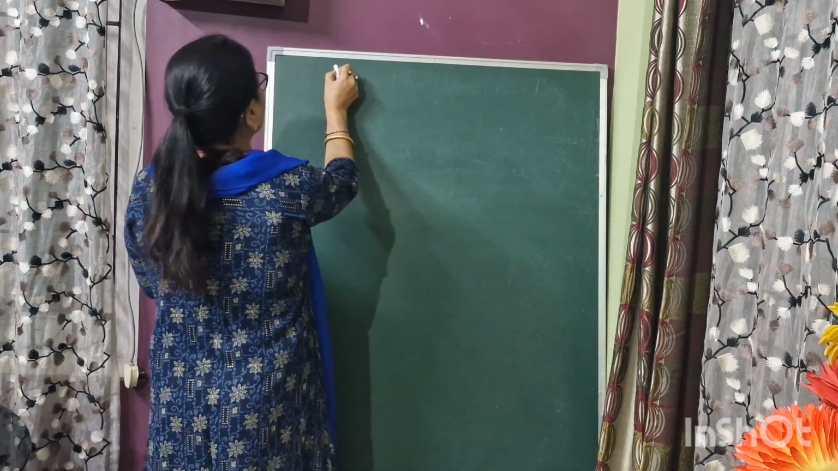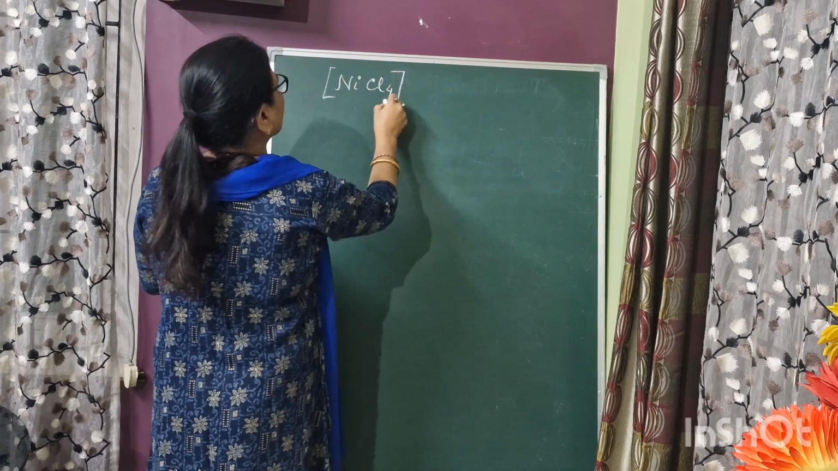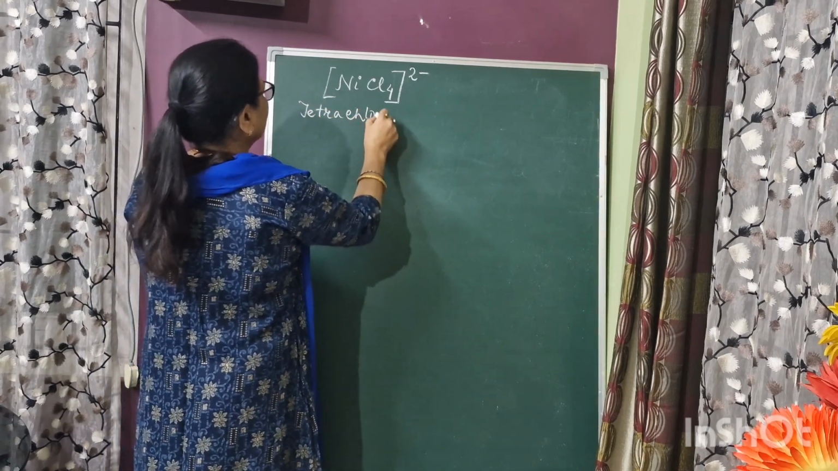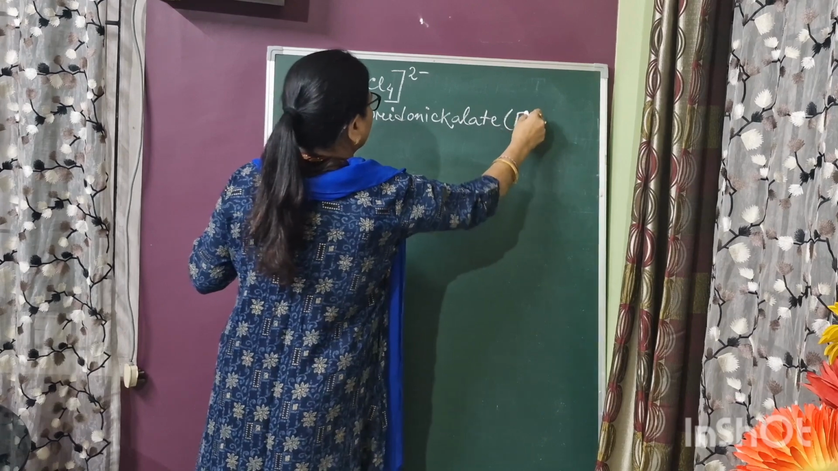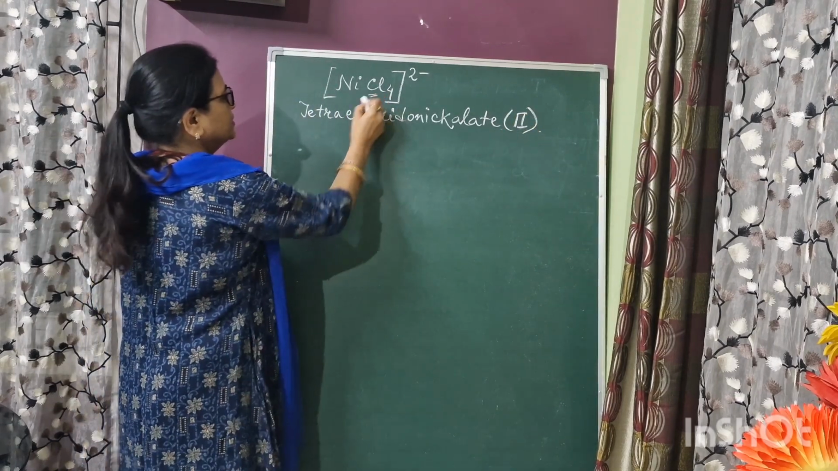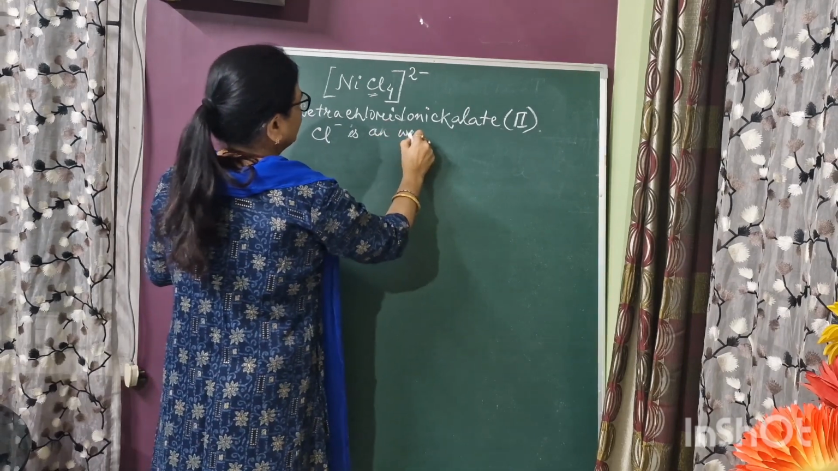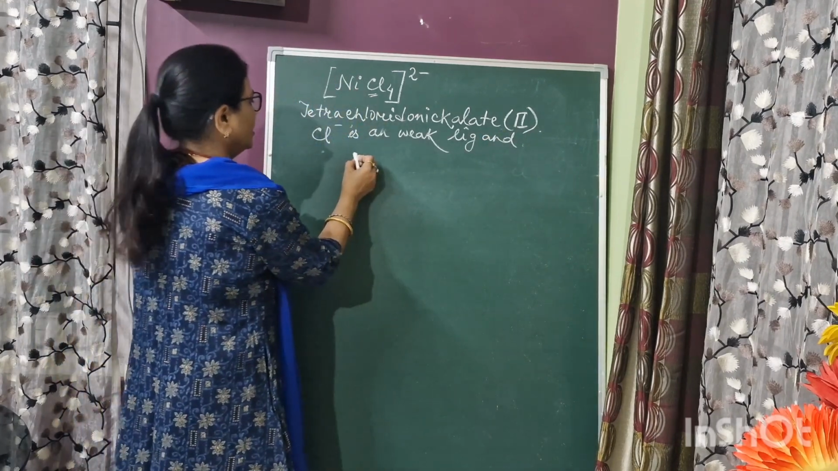Dear students, today I'll discuss the structure of some important complex compounds like this, tetrachloridonickelate group. Here this is Cl, chlorido, and the oxidation state of nickel is here +2.